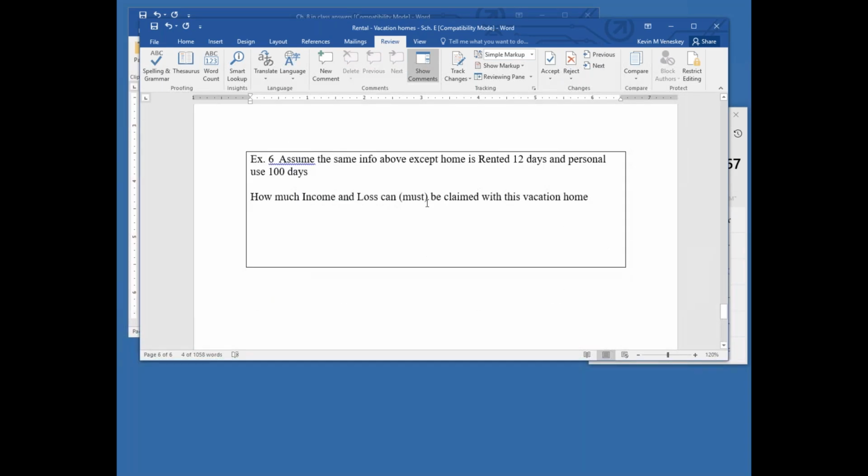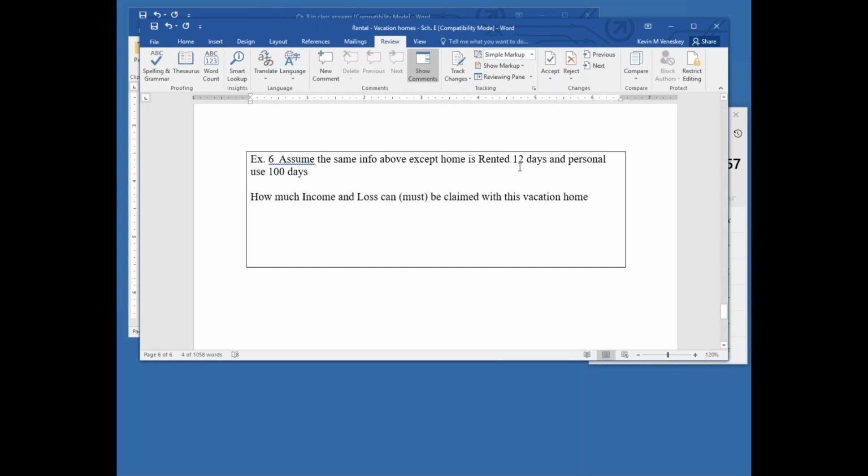All right, on our last example, this one won't take you very long, or at least it shouldn't. Assume the same tax info above, except that the house is rented only 12 days and personal use 100 days. What is the income and loss that can be claimed with this vacation home? So think about this for a few minutes and then I'll give you the answer.